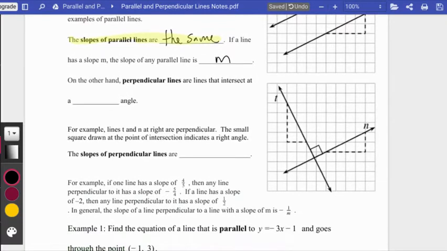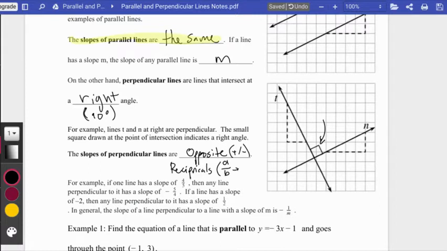On the other hand, perpendicular lines are a little bit different. Here's our example down here. They intersect at a right angle, also known as a 90-degree angle. So for example, lines T and N are perpendicular. The small square right here shows us that; it indicates a right angle. The slopes of perpendicular lines are, and again, we'll come back to this over and over again, opposite reciprocals. Opposite means one's positive, one's negative. Reciprocals, which I like to call refliprocals, mean we're going to flip our fraction.